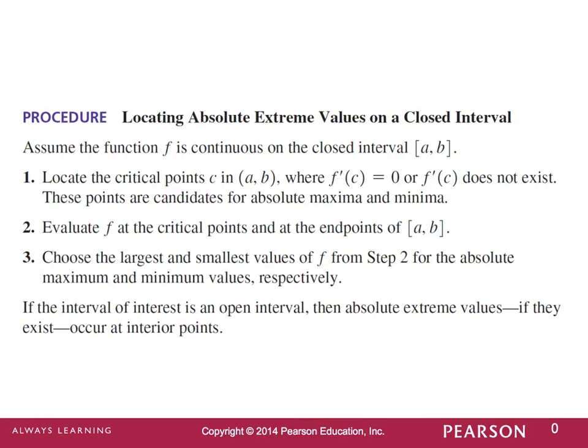They're just possibilities. So once we have those points, we evaluate f at the critical points and at the endpoints. It's important to use the endpoints. Choose the largest and smallest values of f from the evaluation step, and that is going to be your absolute maximum and minimum values. If the interval of interest is an open interval, then the absolute extreme values, if they exist, occur at interior points.